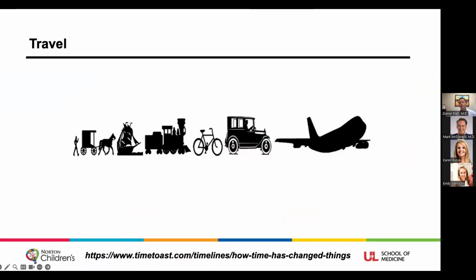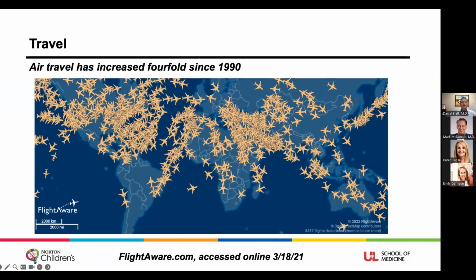Travel is always evolving faster and faster, and this in turn allows for disease to spread rapidly. In fact, air travel has increased fourfold in the last 30 years and only seems to be increasing. The risk of any human-to-human transmitted disease greatly rises as people throughout the entire world are interacting.